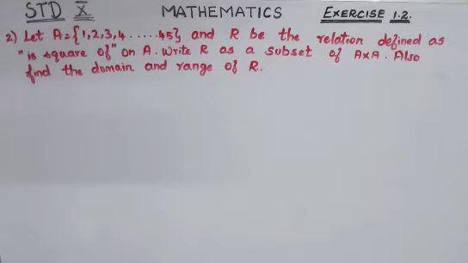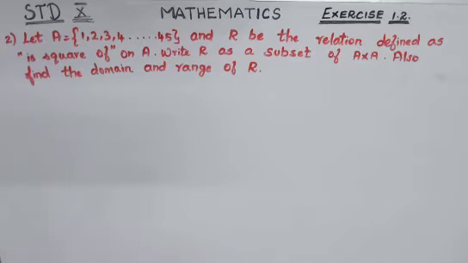Second question. Let A = {1, 2, 3, 4, ... up to 45} it is given, and R be the relation defined as 'a square of'. Your condition given is 'square of' on A. Write R as a subset of A cross A. Also find the domain and range of R.